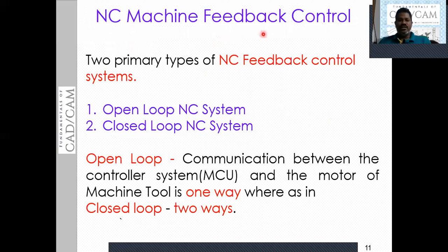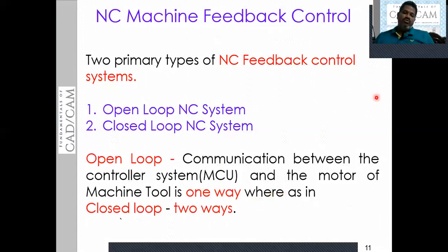The other one is the feedback control system. The feedback control system is also a subsystem in any NC machine system. There are two types of NC feedback control systems. One is the open loop NC system. The second one is the closed loop NC system. In an open loop system, the communication between the controller and the machine tool is one way. Whereas in a closed loop system, the communication between the machine control unit and the machine tool unit is two way.